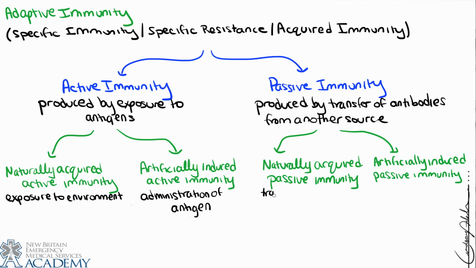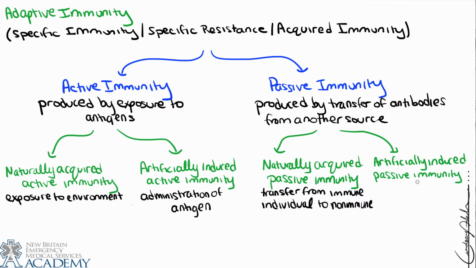All right, next we have naturally acquired passive immunity. And the example here would be thinking about if you have a pregnant female who's carrying a fetus, she will transfer antibodies from her blood to the fetus. So generally we think of this as transfer from an immune individual to a non-immune individual.